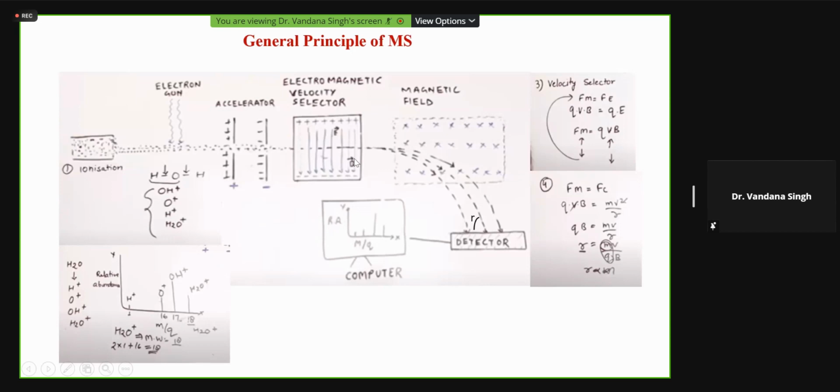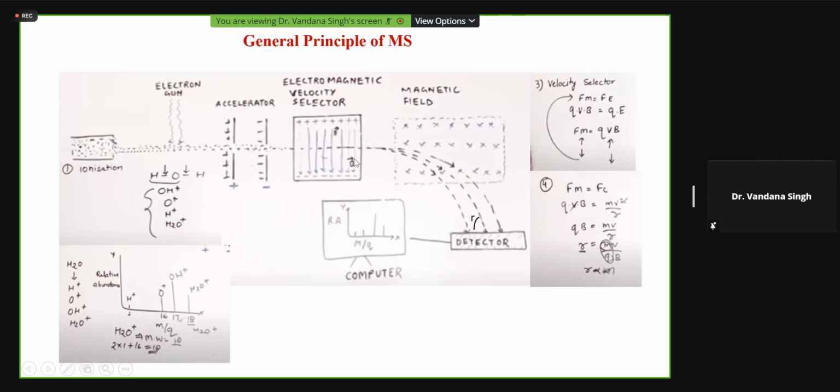So here we are using water as an example molecule, and it's getting ionized into this molecular ion and these fragment ions, and so we will expect a spectrum or this chromatogram having these four kinds of peaks representing the concentration of these four ions, and they will fall at different points on the x-axis depending upon their mass, because r is proportional to mass. So we expect that we will get H plus ion, 16 O plus, 17 OH plus, and 18 H2O plus.